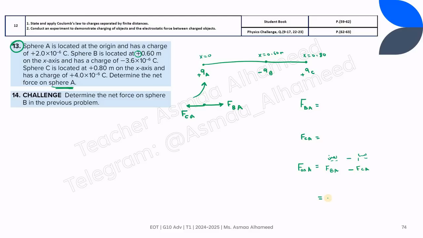Now if you get a positive answer, it means it will move to the right. If you get a negative answer, it will move to the left. Same thing is for question 14. Determine the same procedure but for the force on B. So in this case, you will calculate FA on B and FC on B.